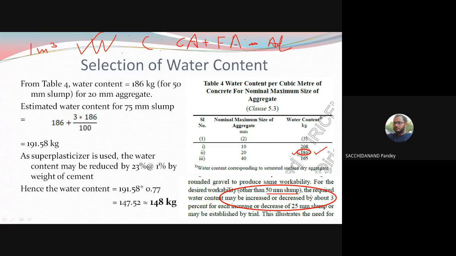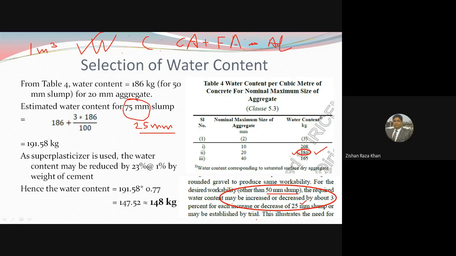Okay. Yes, sir. Now, the actual slump required in the question is 75 mm slump. So we are basically requiring 25 mm more. ठीक है? तो क्या करेंगे? See, देखिए इन्होंने क्या कहा? The required water content may be increased or decreased by about 3% for each increase or decrease of 25 mm slump, or may be established by trial.